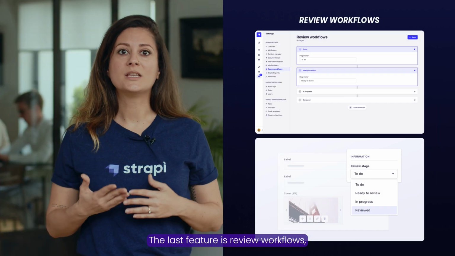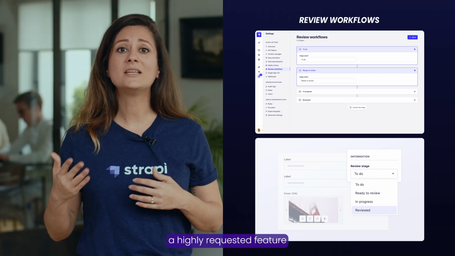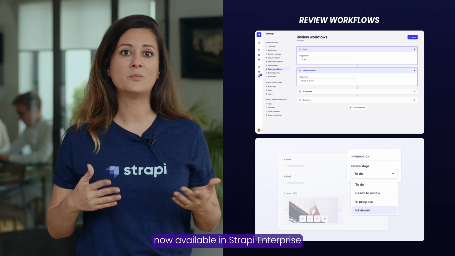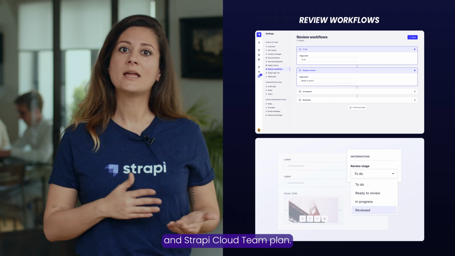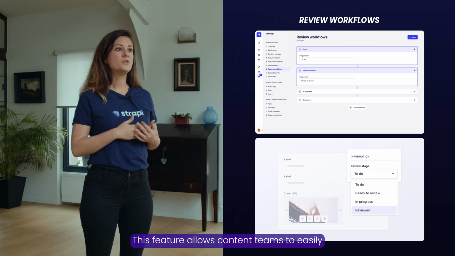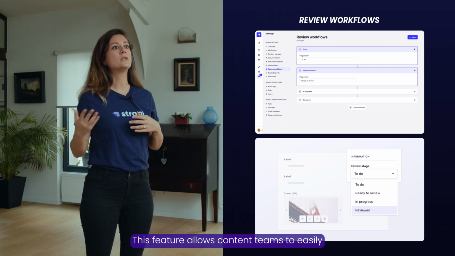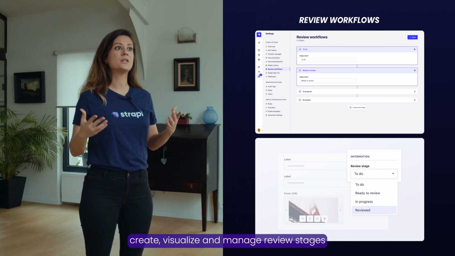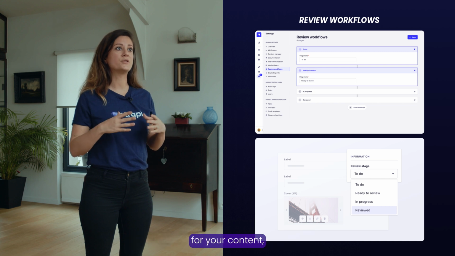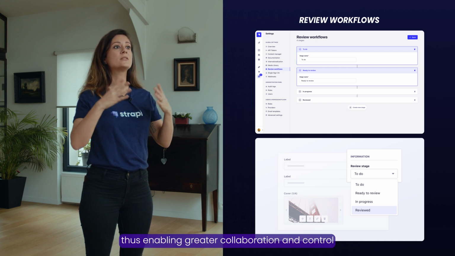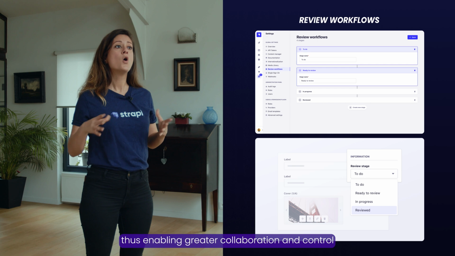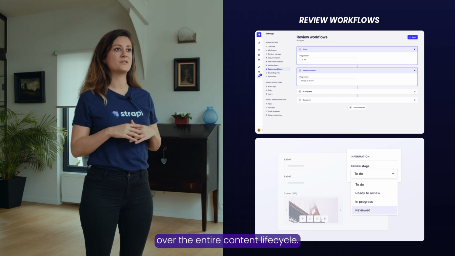The last feature is review workflows, a highly requested feature now available in Strapi Enterprise and Strapi Cloud Team Plan. This feature allows content teams to easily create, visualize, and manage review stages for your content, thus enabling greater collaboration and control over the entire content lifecycle.